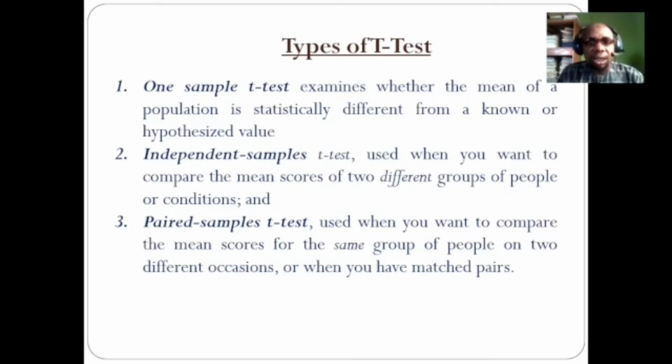The second one is the independent sample t-test. We use it when we want to compare the mean score of two different groups of people or conditions. And finally, the last one is the paired sample t-test that we use when we want to compare the mean score for the same group of people on two different occasions, or when you have matched pairs. Now let's start looking at them one by one.